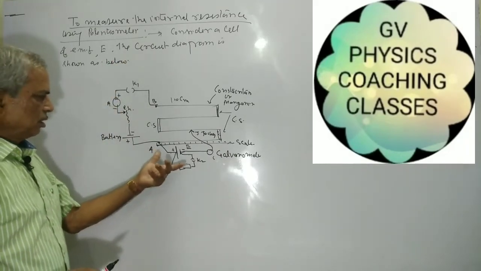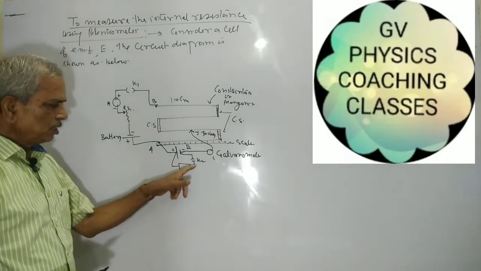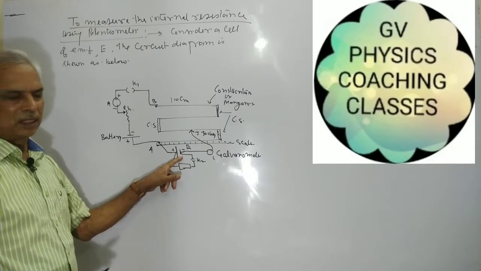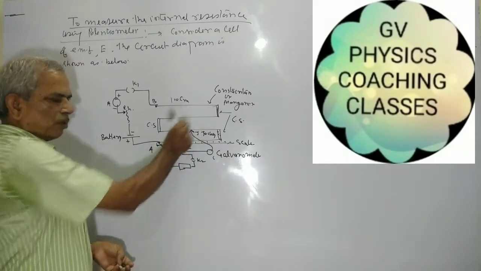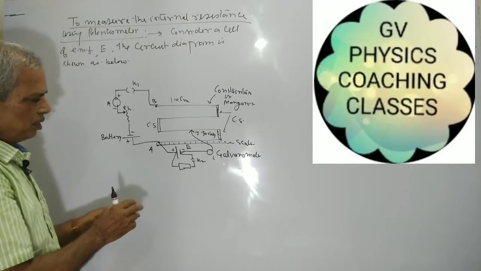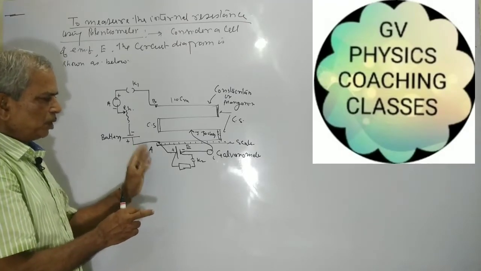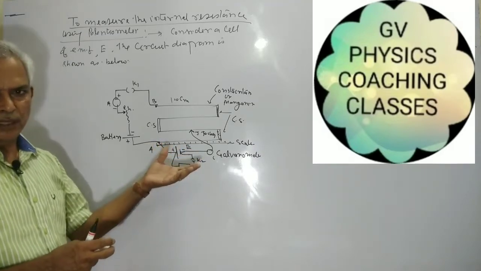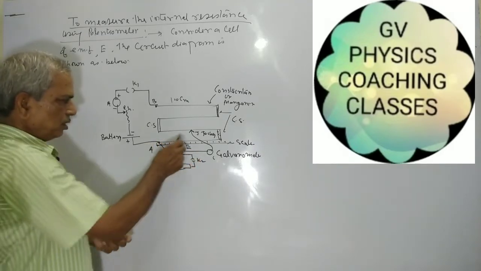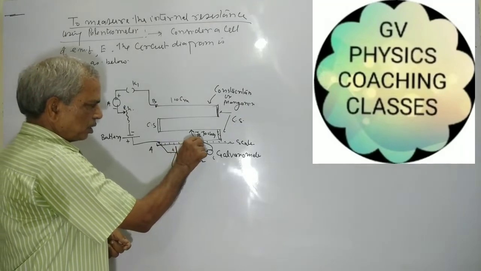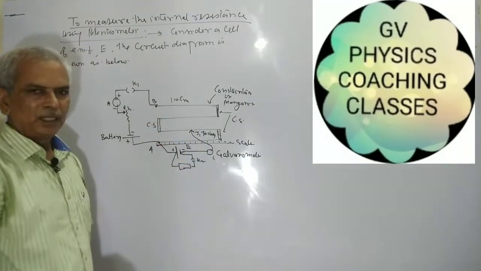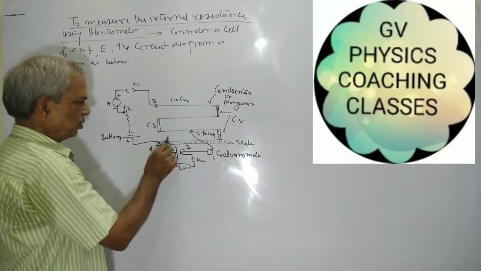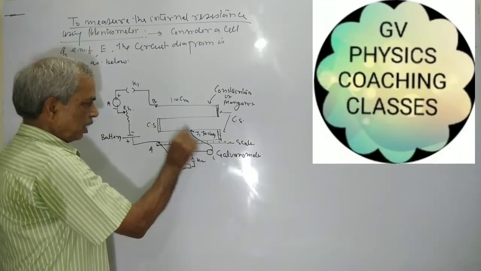In the first case, when this key is open, only this cell is in the circuit. We put this jockey at different places and find the point where the potential difference is equal to the EMF of the cell. Suppose that point is J1 and the length is L1.